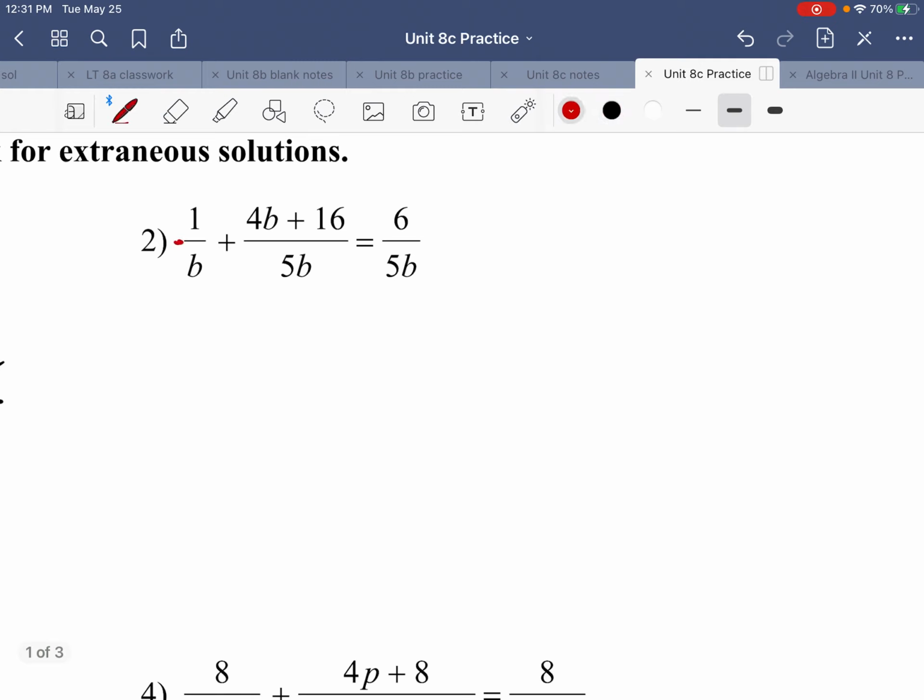Number 2, looks like for the denominators, we just need to multiply by 5 over 5 on the first fraction. That gives us 5b. At this point, we can look at our numerator. We have 1 times 5 is 5, plus 4b plus 16 equals 6. You can put the 4b plus 16 in parentheses if you'd like. Parentheses are not needed in this case because we have an addition to the left. So there's nothing really to simplify or distribute in.